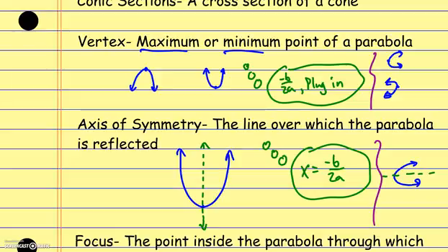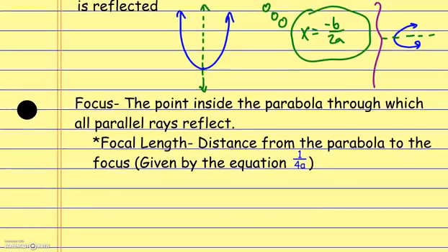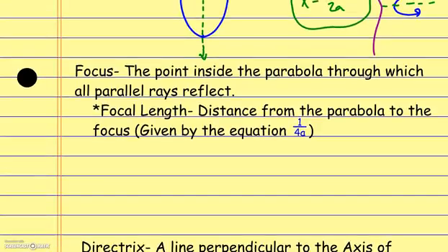All right. To add to these, we're also going to talk about the focus. The focus of a parabola is a point inside the parabola, and it's important to know that it's inside. It's always inside the parabola, through which all parallel rays are reflected. All right. And to get to the focal point, we use the focal length. That's the distance from the parabola to the focus. And it's given by this equation, 1 over 4a. So if I do 1 over 4a, that tells me how far away the focal point is, and then I can just count from the vertex to the focal point. All right? And so here's what this looks like.